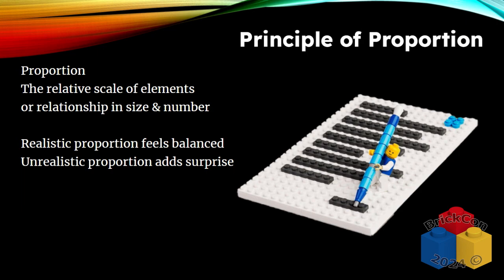Realistic proportion gives you calmness because it's balanced. Unrealistic proportion draws surprise. And we've seen lots of things where things are enlarged or reduced, and that makes much more interesting visual effects. But you need to know why those create those visual effects.